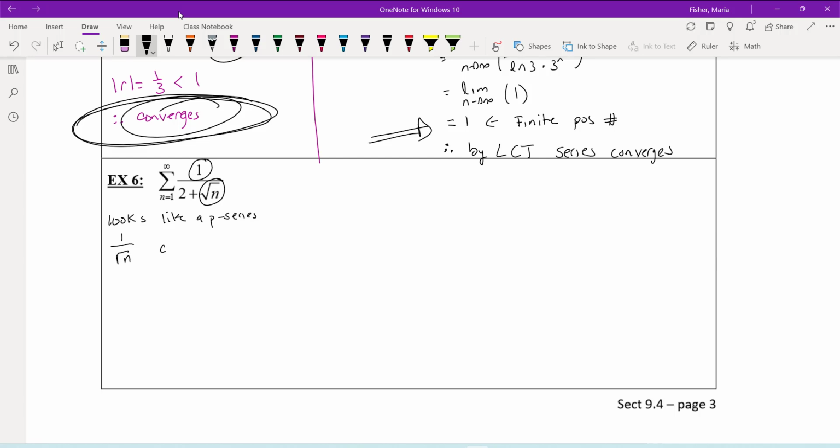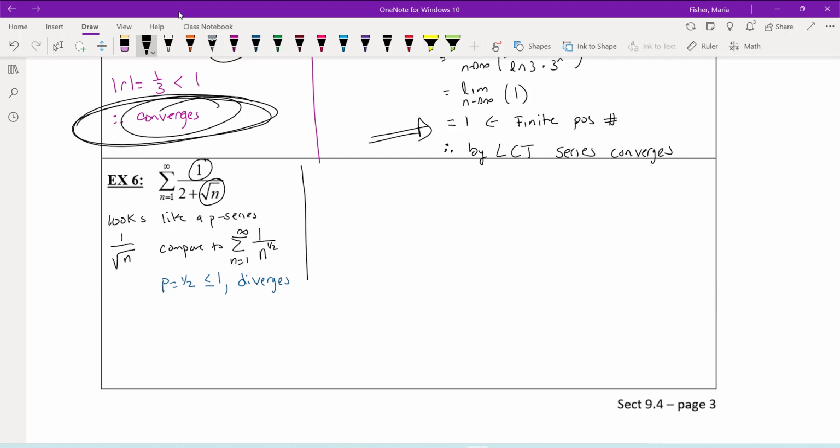So I'm going to compare it to the sum from n equals 1 to infinity of 1 over, and instead of writing the square root of n, I'm going to write it with the rational exponent n to the 1/2. Therefore, we know here that p is equal to 1/2. Since p is equal to 1/2, and that's a number that is less than or equal to 1, we know that we are going to diverge.